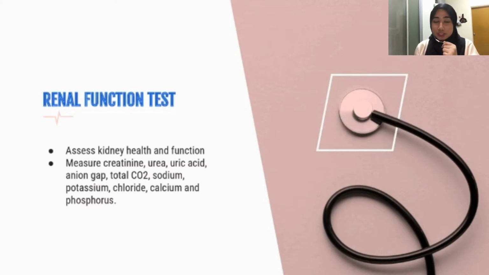Usually, the renal function test will measure the creatinine, urea, uric acid, anion gap, total carbon dioxide, sodium, potassium, chloride, calcium, and phosphorus level in the blood.